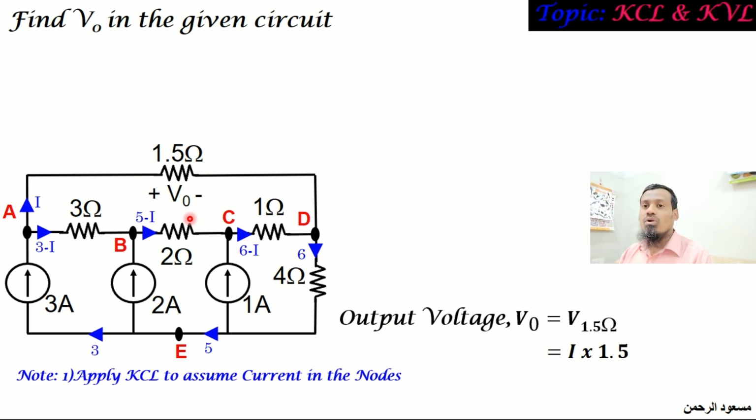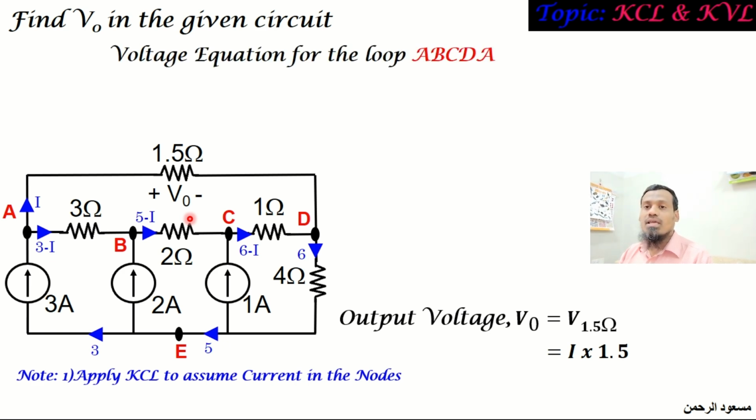So we are going to write the voltage equation of this loop A, B, C, D, A with the help of Kirchhoff's voltage law. So branch by branch we will write the voltage terms with the discussion of whether it is a potential rise or drop. So let us take the first two nodes, which is A, B.